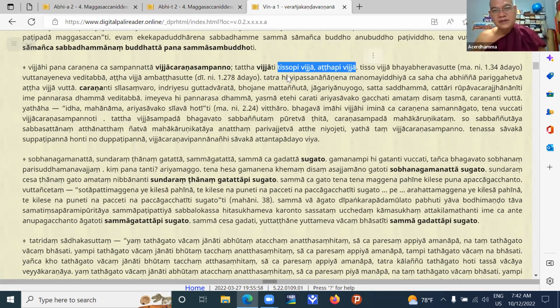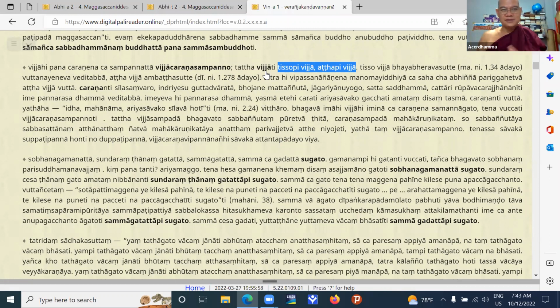What are the three vijjas? Do you know the three vijjas? Pubbenivasanussati, Dibbacakkhu, Asavakkhayanana. So those are called the vijja. The Buddha is adorned with vijja.